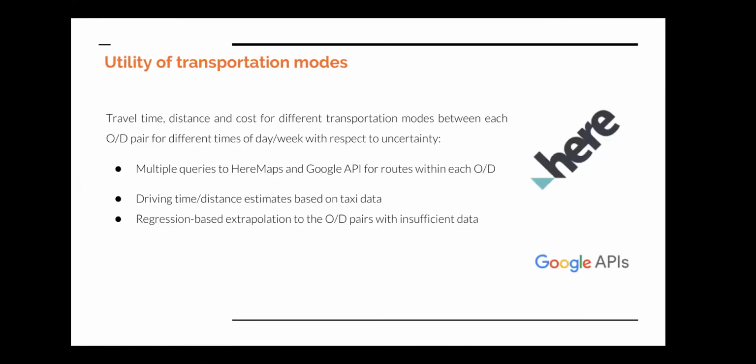Another important layer of information is the characteristics of the transportation routes, which we need to assess the utility for each origin-destination pair and transportation mode for further mode choice modeling. This data, like travel times, travel costs, etc., are collected through HERE Maps, Google Maps API, Uber API, and also driving times can be assessed based on the TLC data and some additional extrapolation to fill the data gaps.